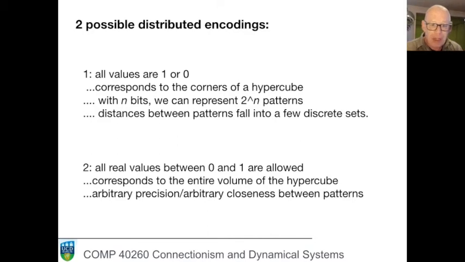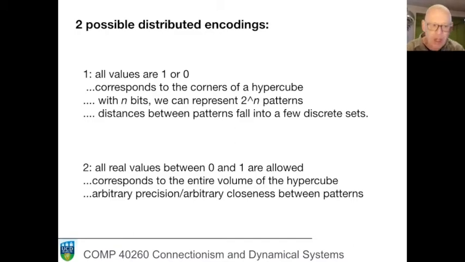In such a case, then the possible vectors that we can represent are the corners of a hypercube. So if we have n bits, we just saw a three-dimensional case, we can represent 2 to the power of n. So in the three-dimensional case, 8 patterns. And the distances between patterns fall into a few discrete sets. This is a simple form of distributed representation that we might choose when our understanding of the domain is captured nicely by describing features as simply present or absent.